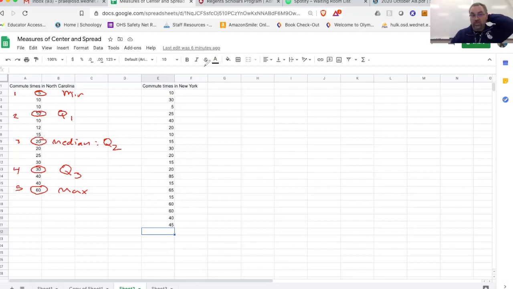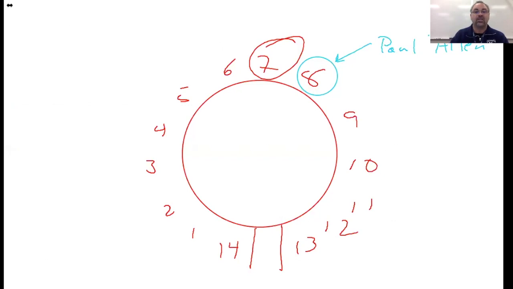And the beauty of the 5-number summary is it's exactly what you need to make one of my favorite graphs, the box and whisker plot for our data set. So let's take a quick peek at how to make that box and whisker plot. So I'm going to bring my whiteboard back. Oops. First of all, I got to get a mouse, and then I'm going to bring my whiteboard back. All right.